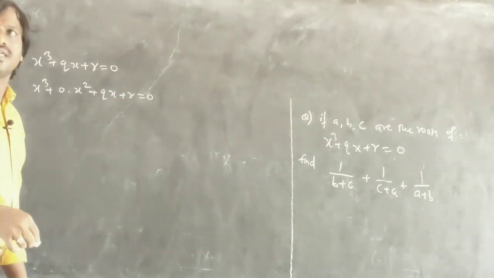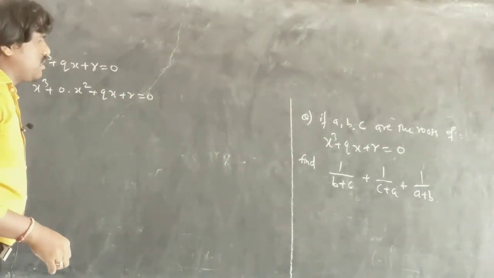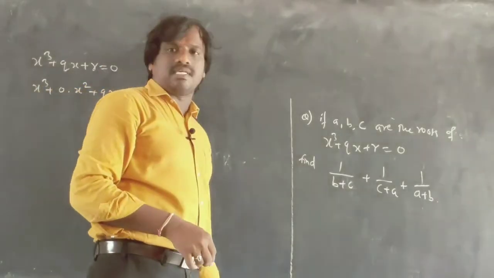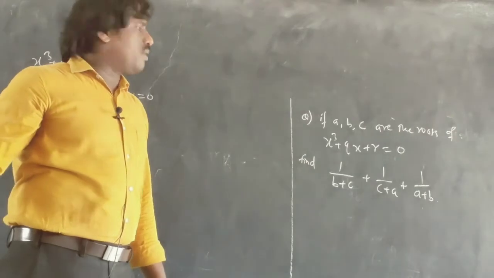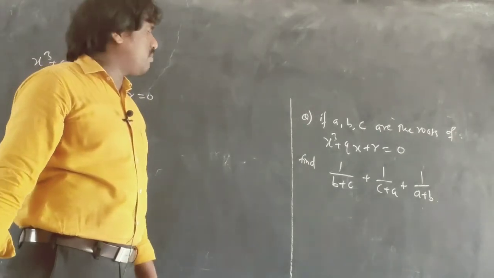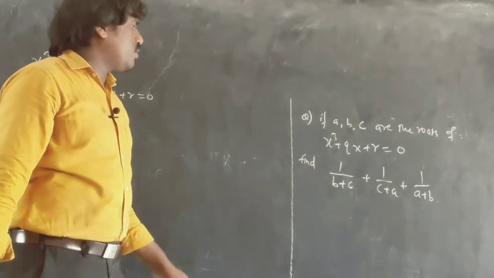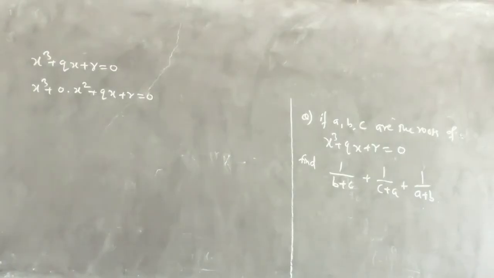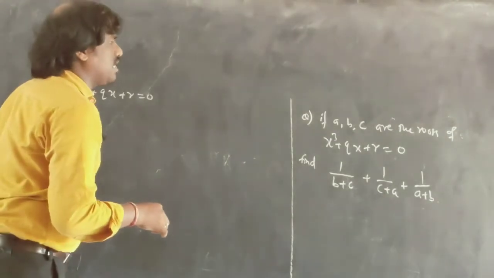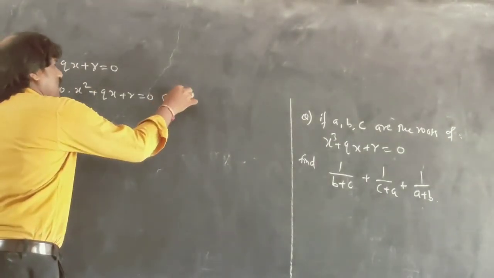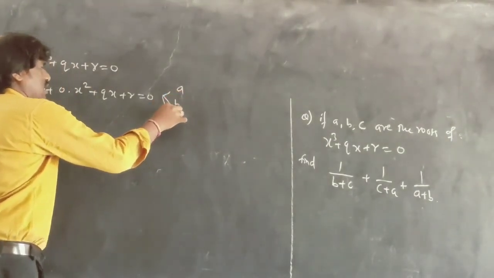So what do you write here? 1 by b plus c, 1 by c plus a, 1 by a plus b. You have to find these values, right? Let us take a, b, c as the roots. So what are the roots here? a, b, c are the roots.